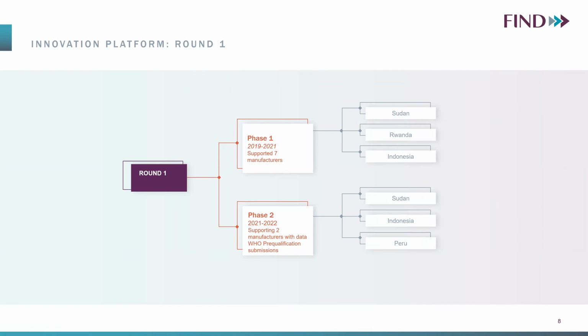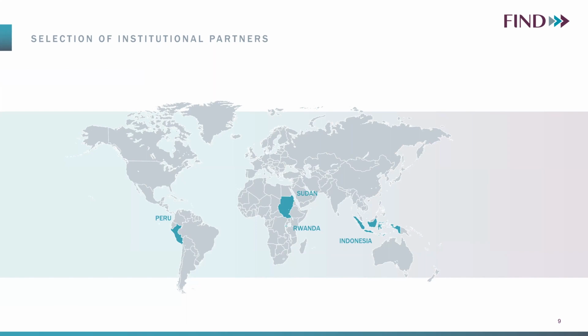For our phase 2, which we are currently implementing, it will run between now and 2022, and it's going to support 2 manufacturers to gather enough data to support their submissions to the WHO pre-qualification, hopefully to get approval. In this case, we've already started implementing the study in Sudan, Indonesia, and Peru. Here on this map, you can see the study sites: Peru, Sudan, Rwanda, and Indonesia.